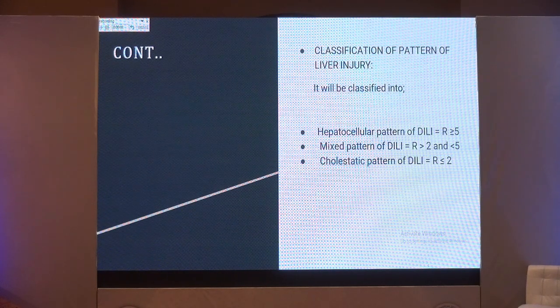The pattern of liver injury is classified as follows. If the drug-induced liver injury shows an R value more than 5, it means the ALP levels are very low and the ALT levels are very high, known as the hepatocellular pattern. In the mixed pattern, the R value is between 2 and 5, and in the cholestatic pattern, the R value is less than 2, in which the ALP is very high rather than the ALT.